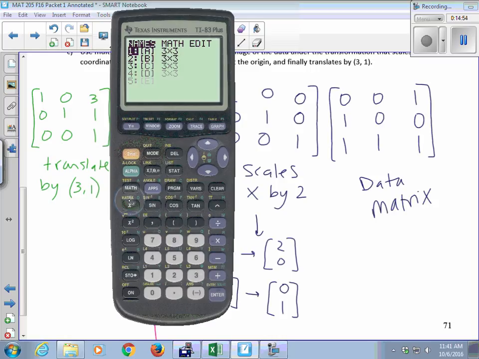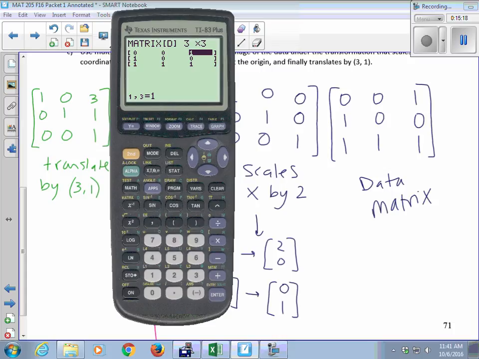And then I have to put in the data matrix, which will be matrix D. 3 by 3, and 0, 1, 1, and 0, 2, 0, and 0, 0, 1, 1, 0, 0, 1, 1, 1. Okay, that is the last matrix.